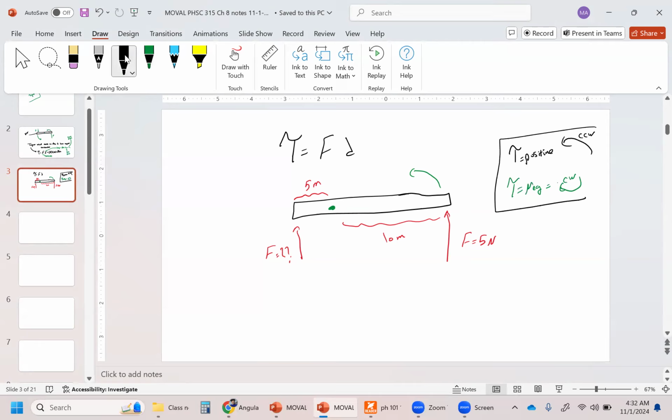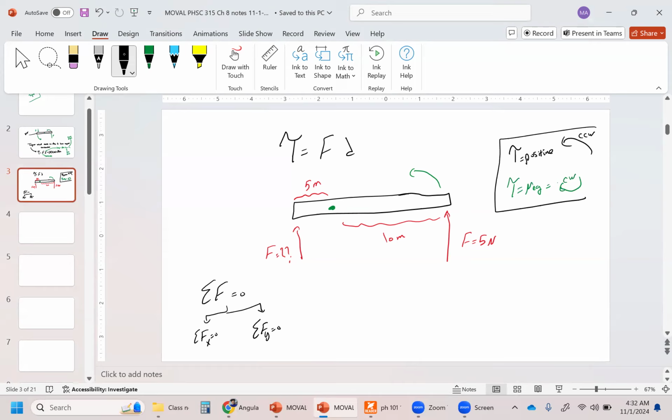Okay, so we have this example over here. We have a ruler again. You've got your force at 10 meters. You've got another force at 5 meters. Now, in order for it to be in equilibrium, that means all our forces have to equal zero. That means all our forces in the x direction have to equal zero, and all our forces in the y direction have to equal zero.